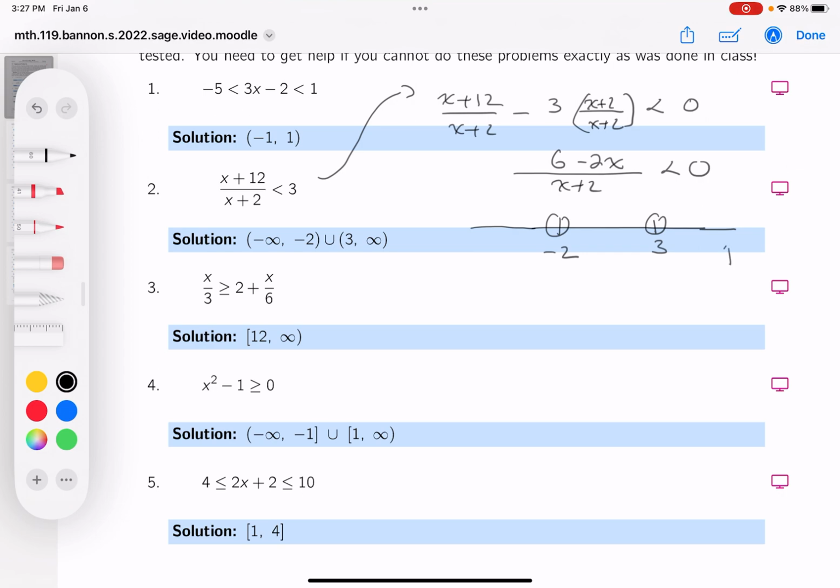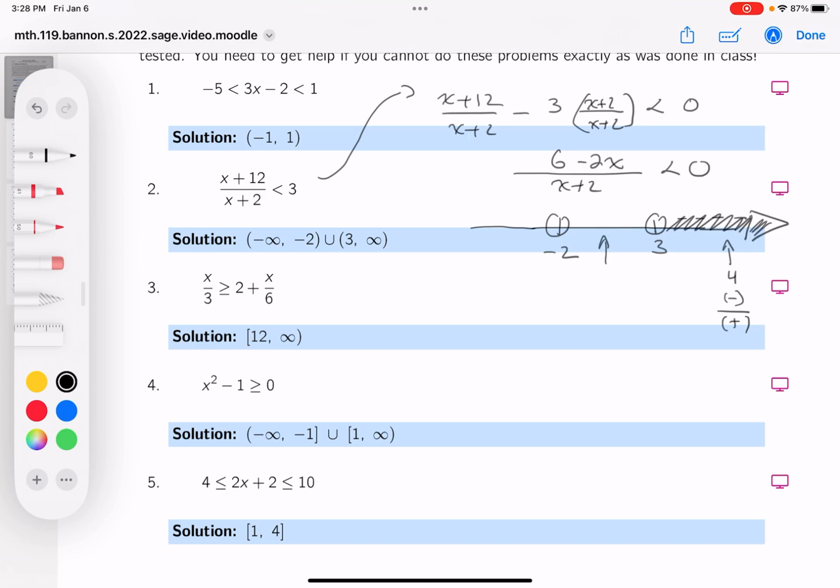You take a test point, for example, 4 here. If you plug it in on top, what do you get? A negative number. If you plug in a bottom, what do you get? A positive number. Overall, it's negative. I want to point out negative numbers are less than 0, so I'm going to shade that in.